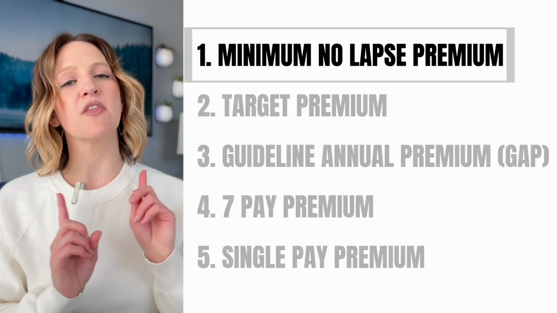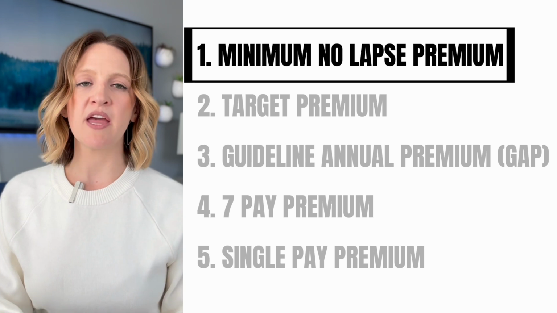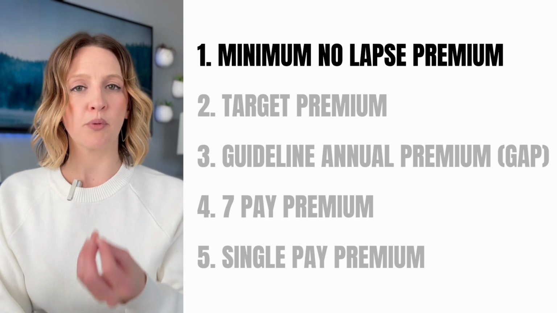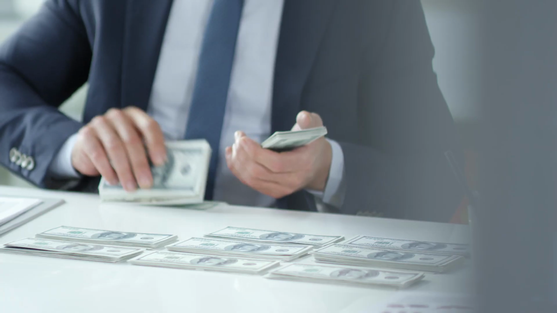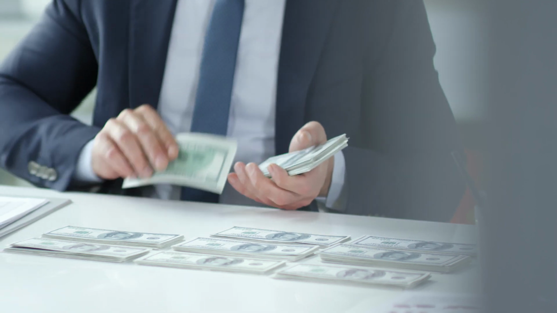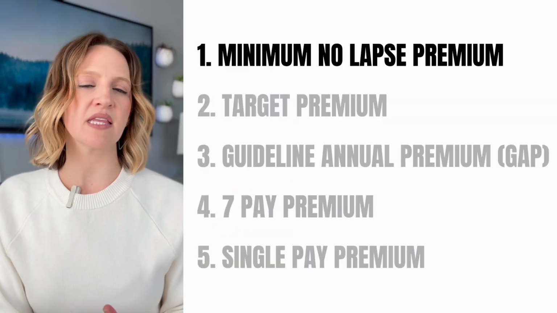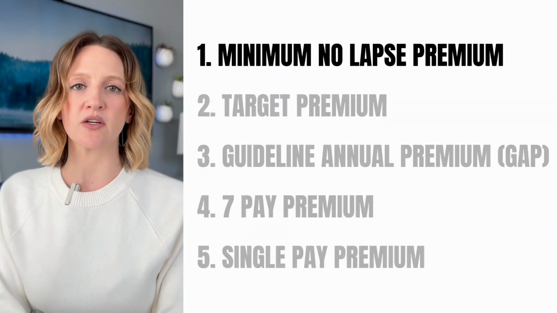Let's take a look at what's called the minimum no lapse premium. This is the minimum amount of premium or money the client needs to deposit into this account on a monthly or an annual basis to guarantee that the IUL stays in force for at least 20 years or longer.